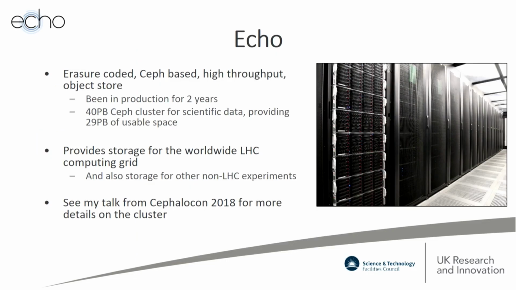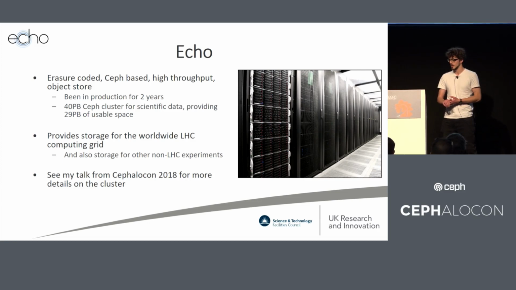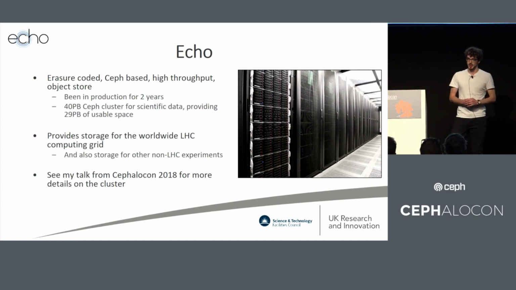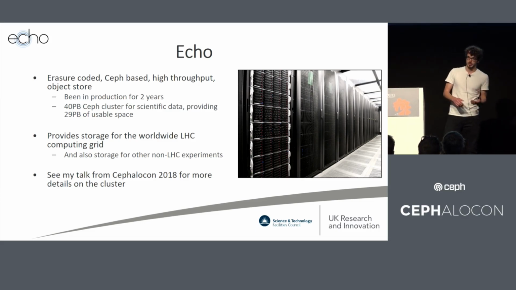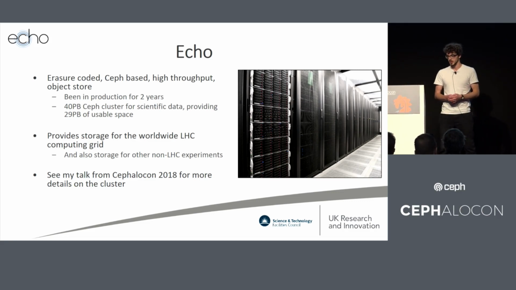So this is Echo. This is the largest Ceph cluster we run. It's been in production for, I think, 2 years now. It's just ticked over the 40 petabyte mark of raw capacity. All the data pools are EC8+3, so that's 29 petabytes of usable storage.